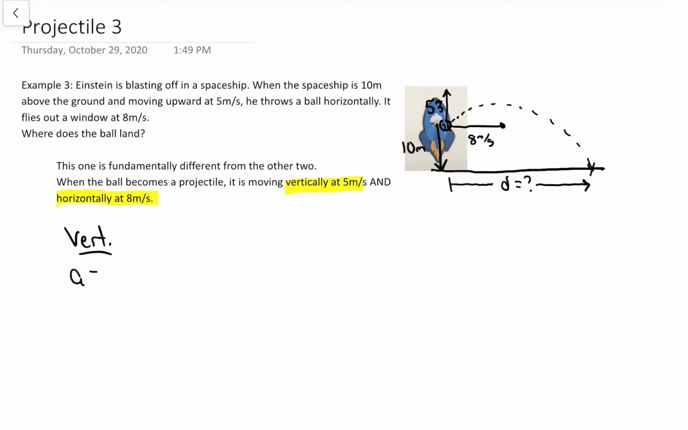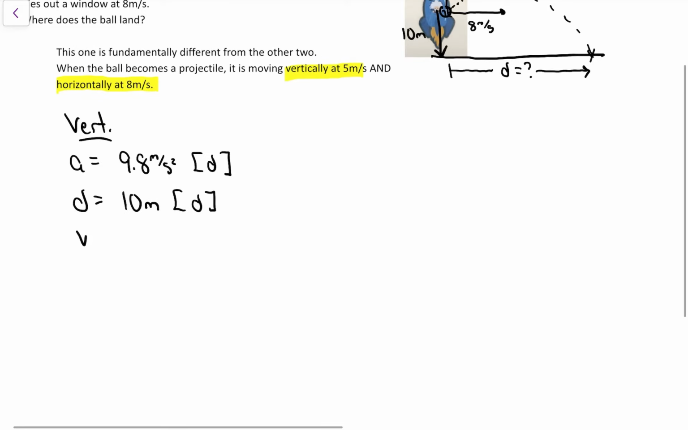In the vertical, I know that the gravity is 9.8, and that's pulling it down. It ends up hitting the ground, which is 10 meters lower than it started, so that means its displacement is 10 meters, also down. What's different though, it was thrown upward. So I don't have a 0 for my V1 anymore. The V1 this time is 5, and it happens to be upward.